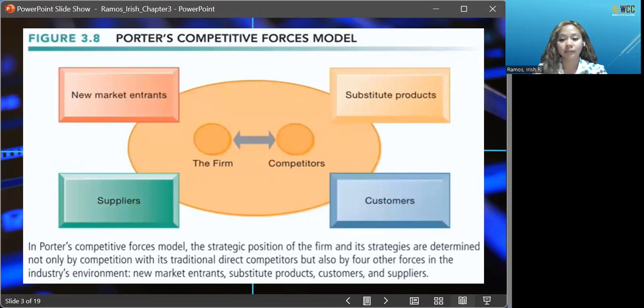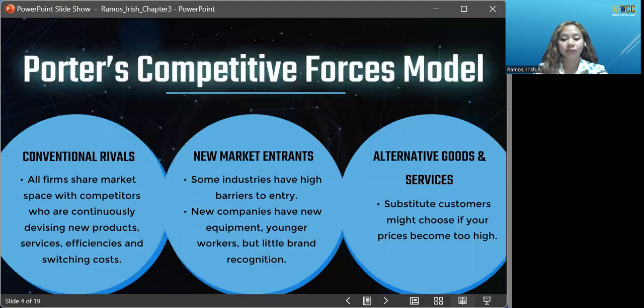In this concept, the firm's future is shaped by five competing forces, namely the traditional competitors, new market entrants, substitute products and services, suppliers, and customers. Let's discuss them further. First is the traditional competitors or conventional rivals.